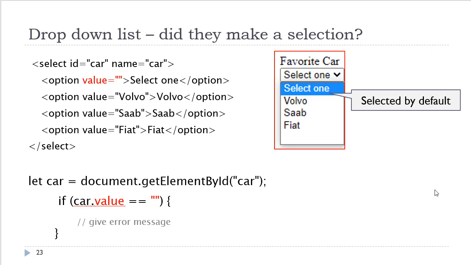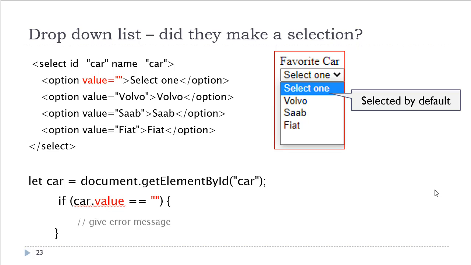A drop-down list. Let's take a look at the HTML. We have the opening and closing select element, and inside we have the option element for each choice. The ID and the name attributes belong to the select element. You can only choose one value or select one value. By default, the first value is always selected.